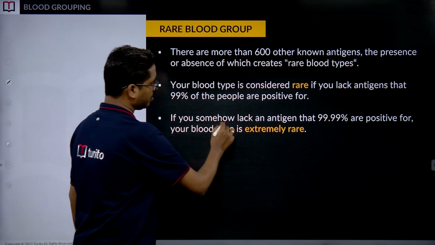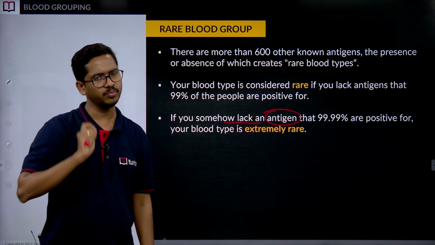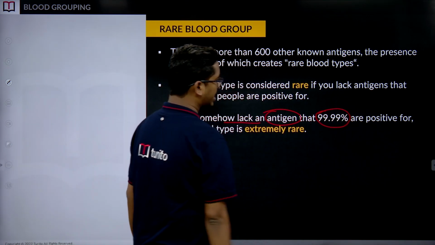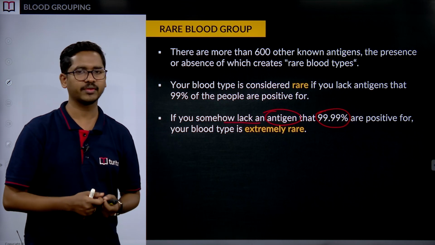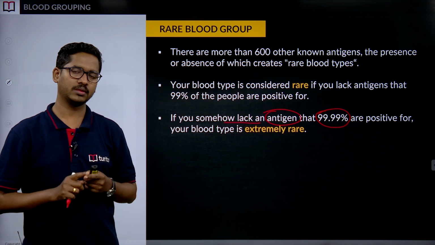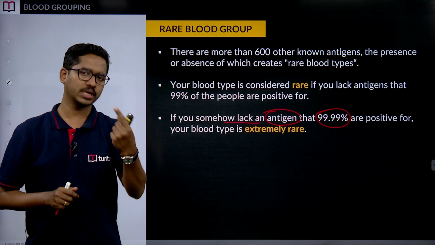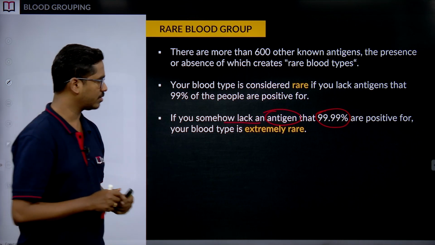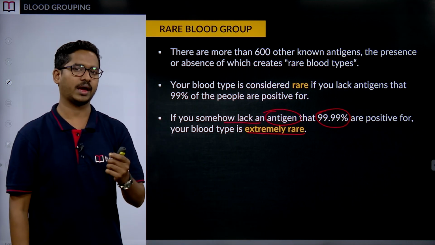So, if you somehow lack an antigen, you do not have one particular antigen in your blood group, that is present in 99.9% of the individuals around you. 99.99% of individuals around you are having that particular antigen, but you are the one, if you do not have that antigen in your RBCs, then your blood group type will be considered to be extremely rare.